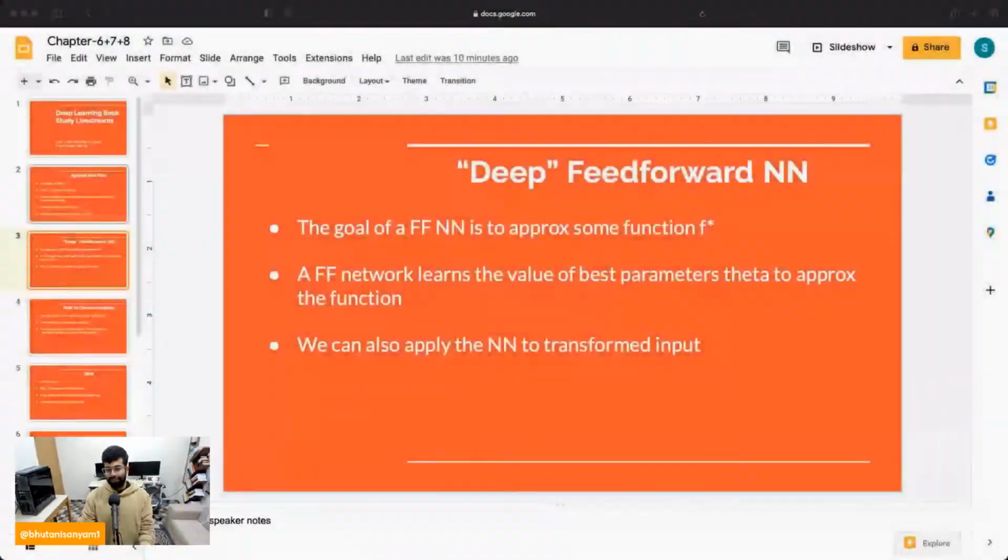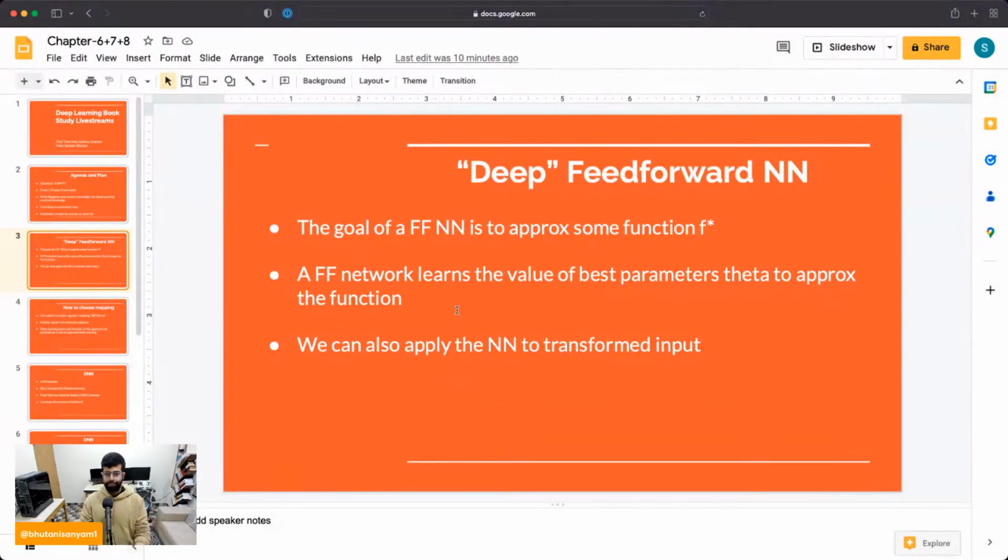But the authors say that, hey, we're trying to approximate how the data was generated. Realistically, that's almost impossible many times. So f star is the function that we're trying to approximate with all of this. And they say a feed forward network learns the value of the best parameters theta to approximate the function. I'll later on also point out what theta is if you don't know that. And they say we can also apply the neural network to a transformed input. So after this, they show you why XOR cannot be classified with the linear layer. And remember, deep neural networks are just linear layers in higher dimensions.